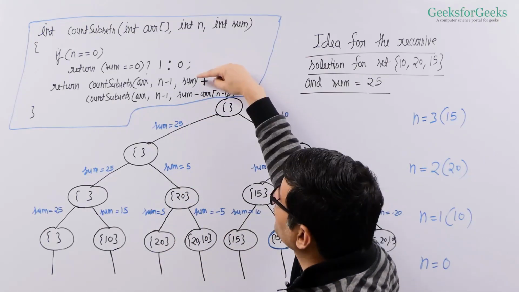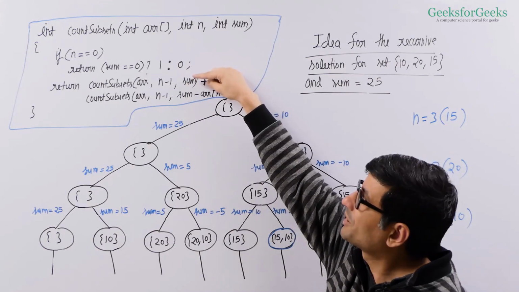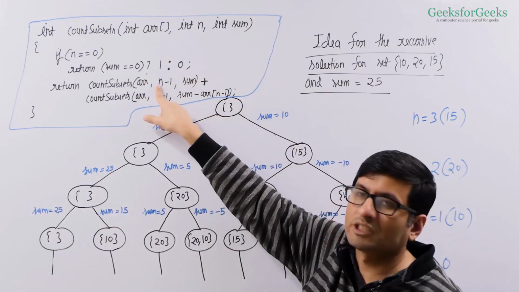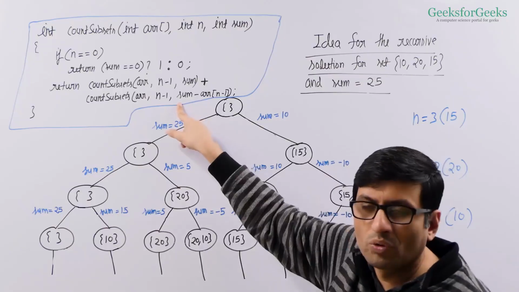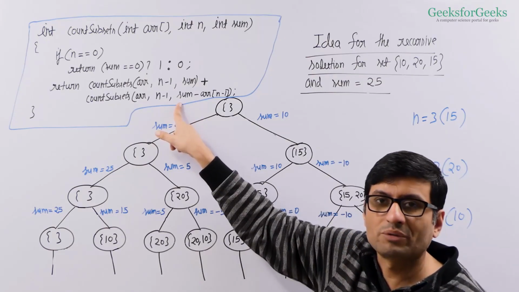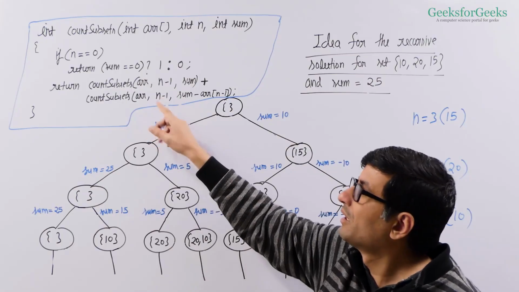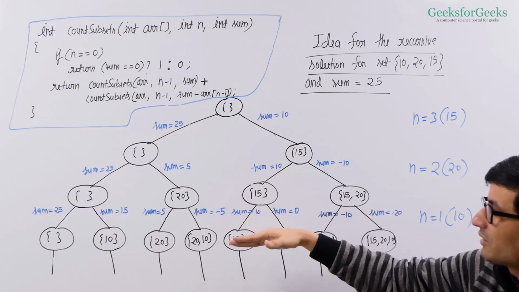We are making two recursive calls. In this recursive call, we are not including the element, which means we are simply keeping the sum as it is, but we are removing this element from the next recursive calls. In this case, we are including it into the sum. That's why we are subtracting it, and we are making a recursive call for n-1 elements. We keep doing these recursive calls. So this is how it will process.